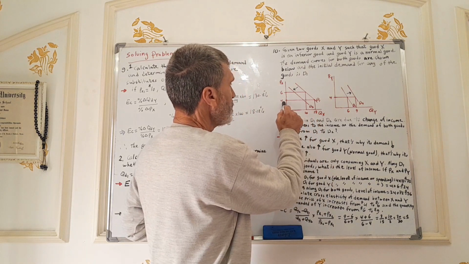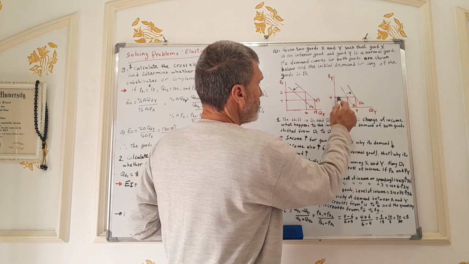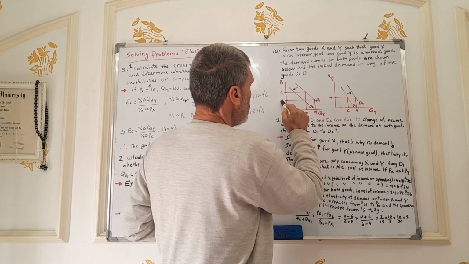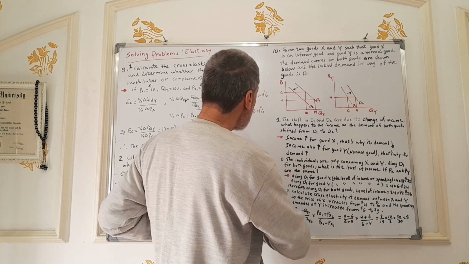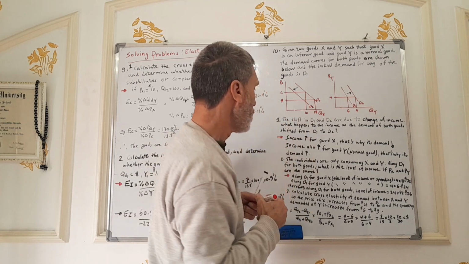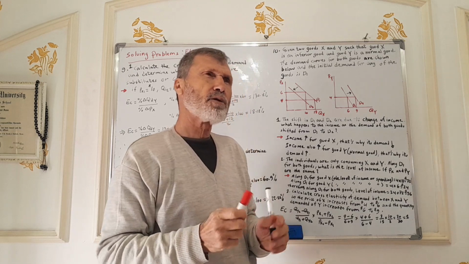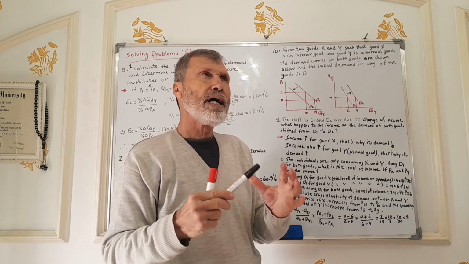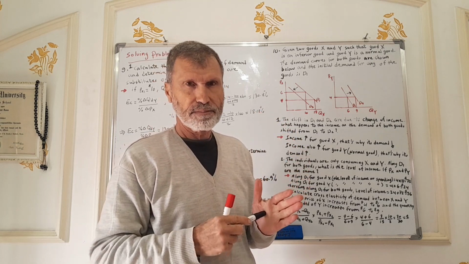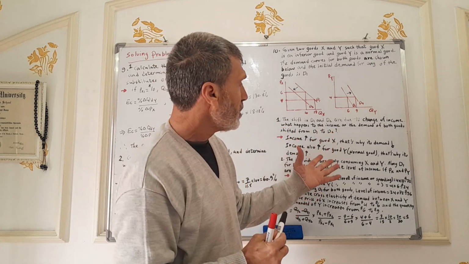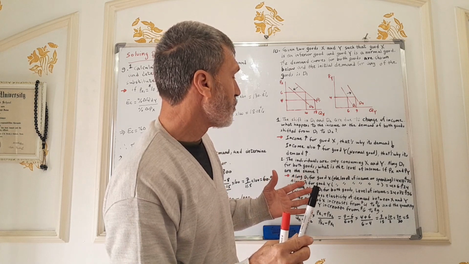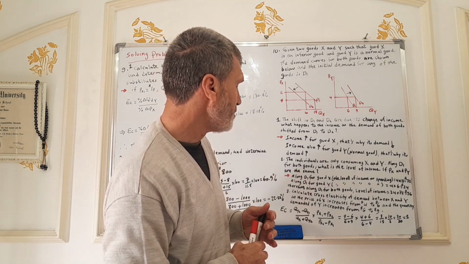Px 4, along D1, 4, and here 4. So, price 4 for good Y, and the price 4 for, of course, good X. Now, what is the level of income? In other words, what is the level of expenditure or spending for good X, for consuming good X and Y.